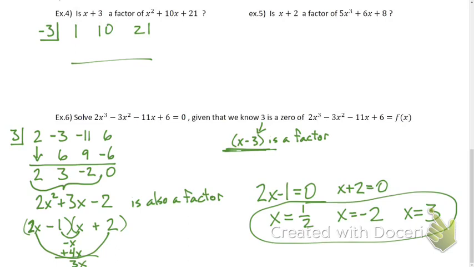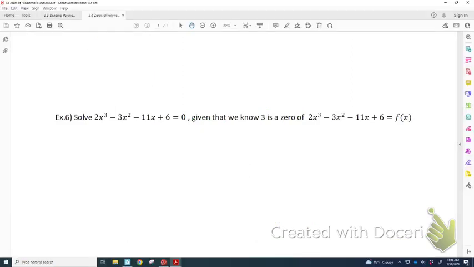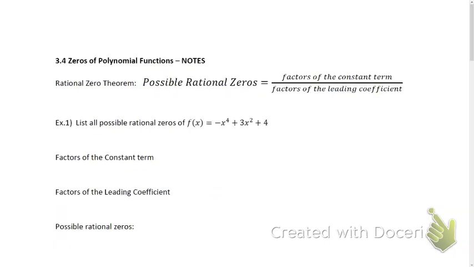So on Tuesday, we took it a step further. And what if they don't tell us this? What if I don't know any zeros and I can't factor this thing? Well, there's this guess and check method that is very tedious, but yet also very handy. And that is finding the possible rational zeros.